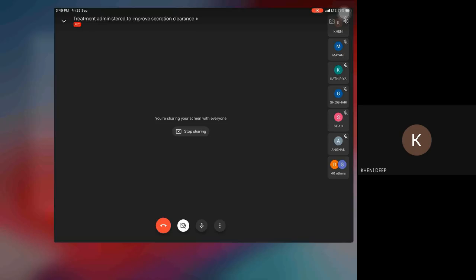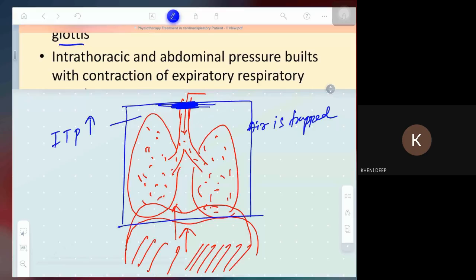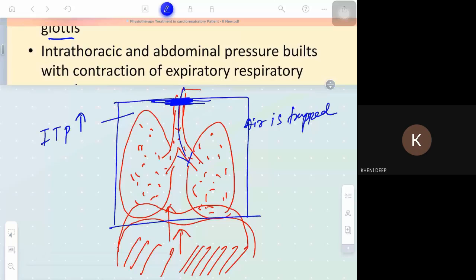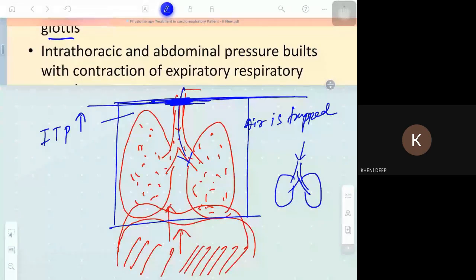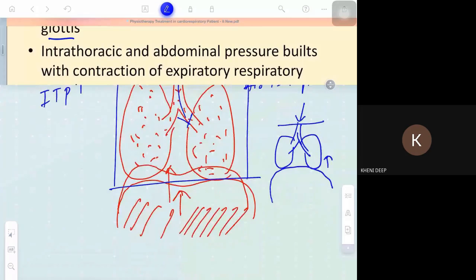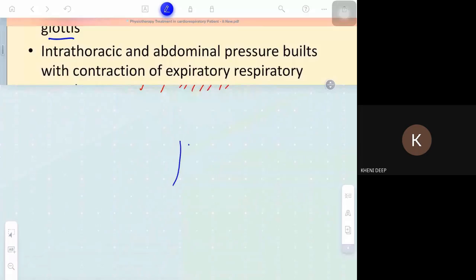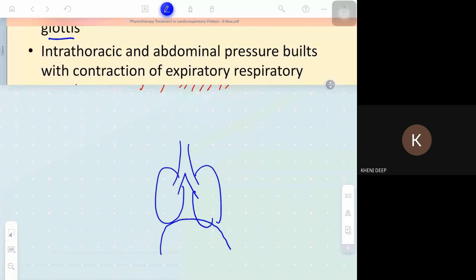Okay. So the air entered first and the glottis is closed, and the pressure is increasing. Clear? Compression phase. During the compression phase, pressure is increasing. Now what happened? Next phase, during the compression phase, the pressure increases within the thorax. And the glottis is still closed.